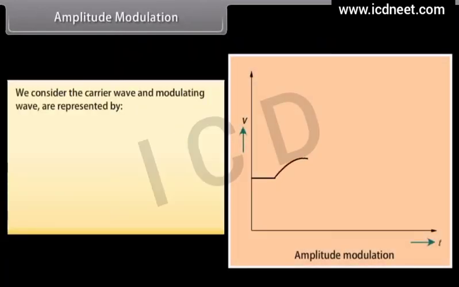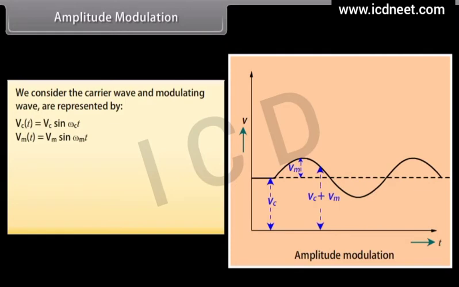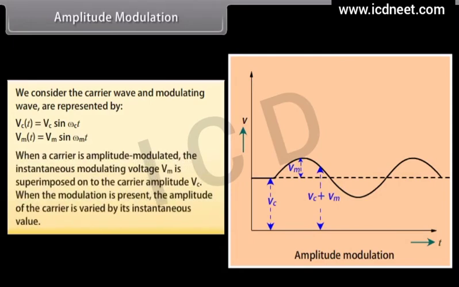Amplitude modulation. We consider the carrier wave and modulating wave are represented by Vc(t) = Vc sin ωct and Vm(t) = Vm sin ωmt. When a carrier is amplitude modulated, the instantaneous modulating voltage Vm is superimposed onto the carrier amplitude Vc.